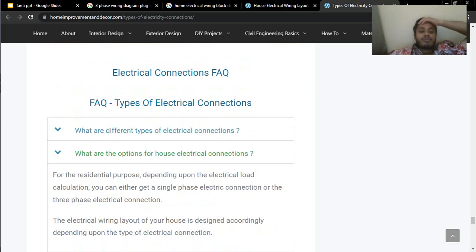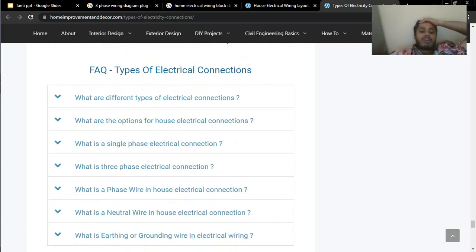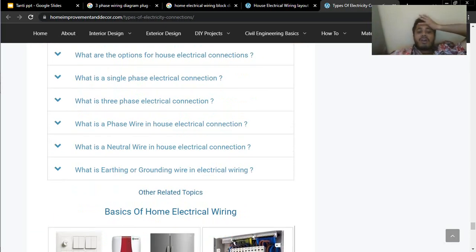So what are the questions we need to ask? What are the different types of electrical connections? What are the options for house electrical connections? What is a single phase connection? What is a three phase electrical connection? What is a phase wire in house electrical connections? What is a neutral wire in house electrical connections? And what is the earth and grounding wire in electrical wiring? That is what you need to know.